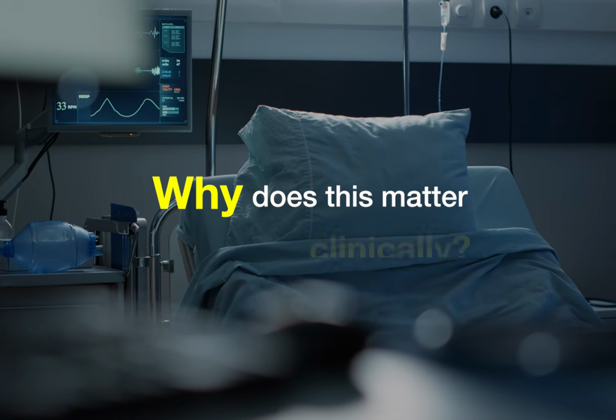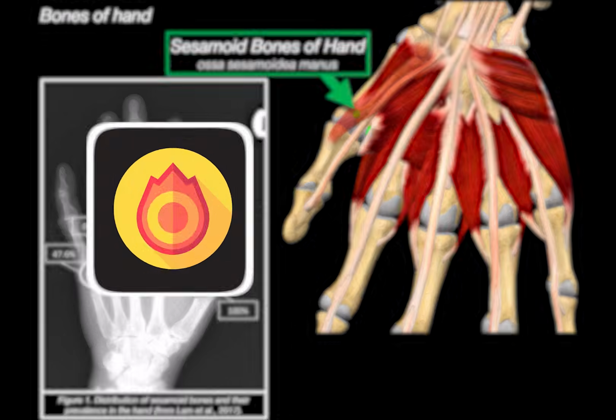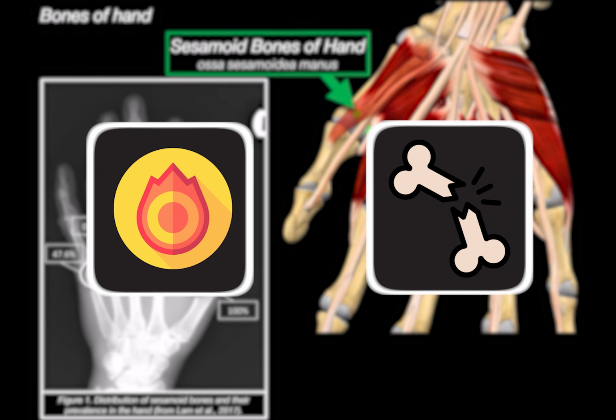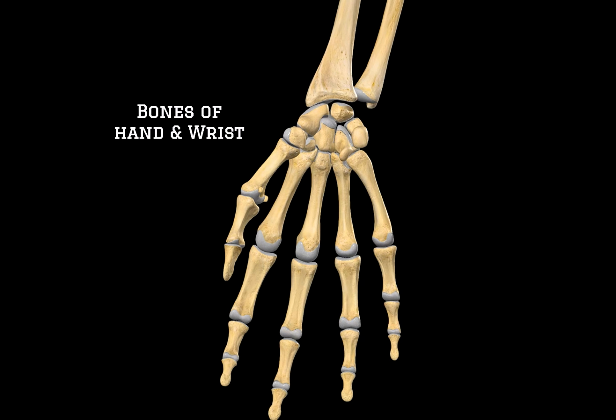So why does this matter clinically? Well, these bones can sometimes cause problems like inflammation, known as sesamoiditis, fractures, or even mimic foreign bodies or fractures on X-ray. So recognizing their typical locations can help avoid misdiagnosis. So next time you see a hand X-ray, keep an eye out for these little bones. They might be more important than they look. And with that, we've covered all the bones of the hand.